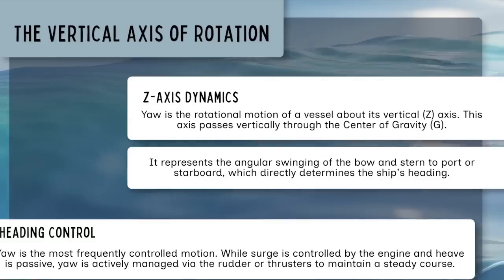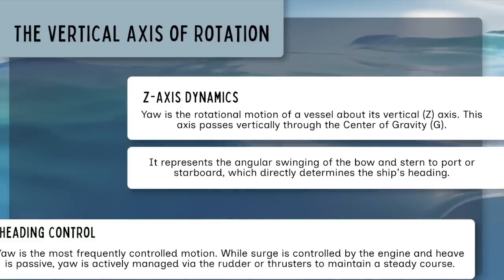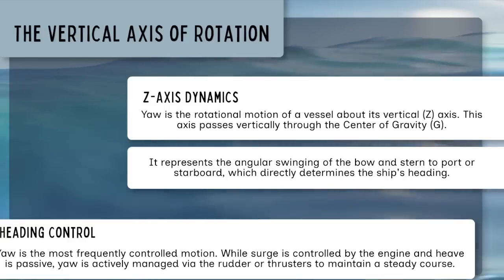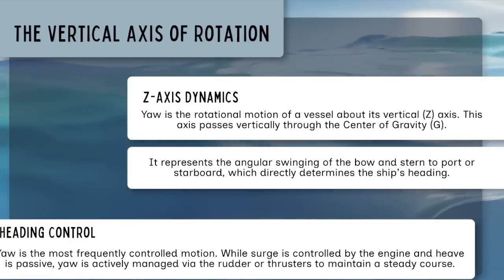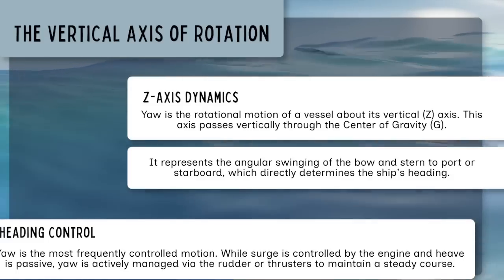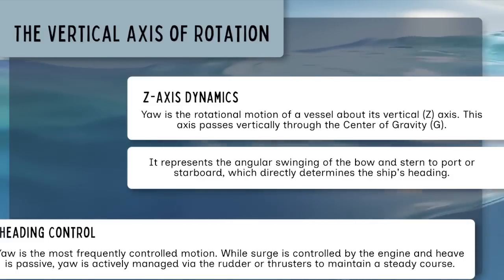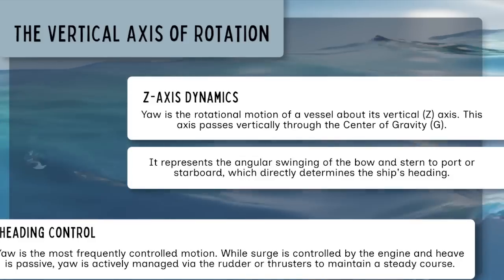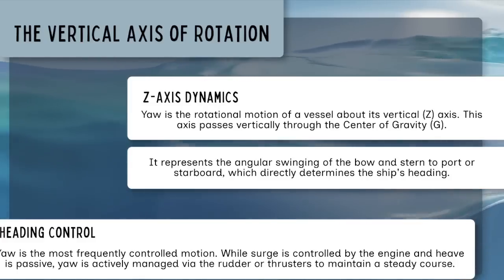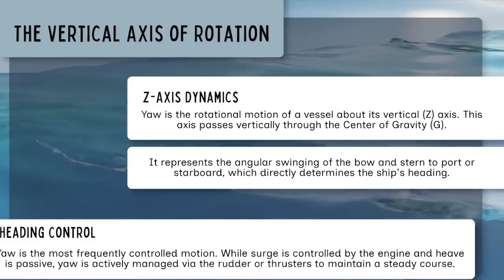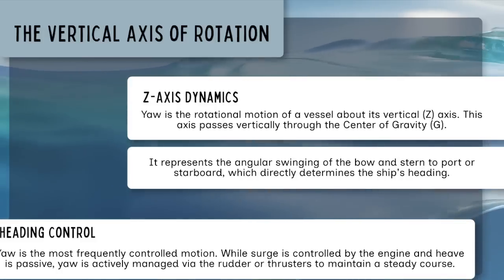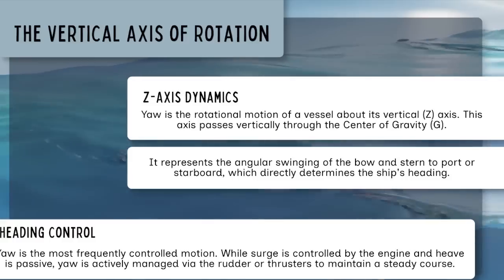So we have here the vertical axis of rotation, the z-axis dynamic. The yaw is the rotational motion of a vessel about its vertical z-axis. This axis passes vertically through the center of gravity. It represents the angular swinging of the bow and stern, to port or to starboard, which directly determines the ship's heading.